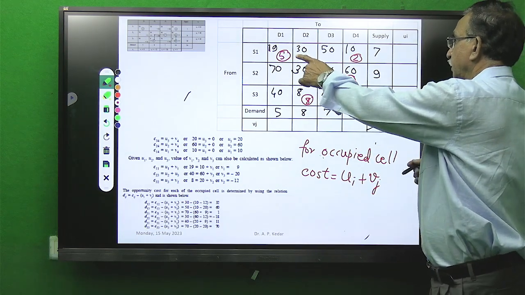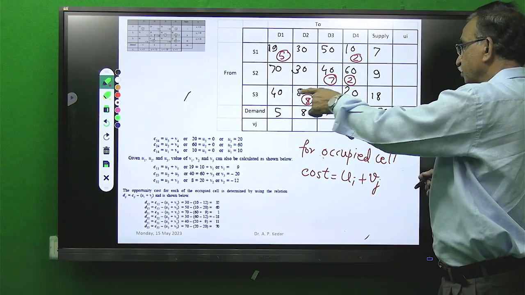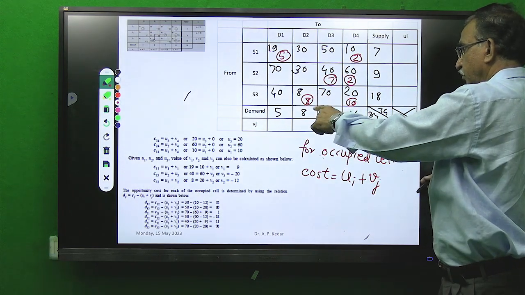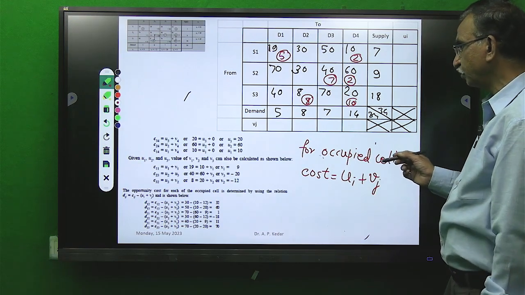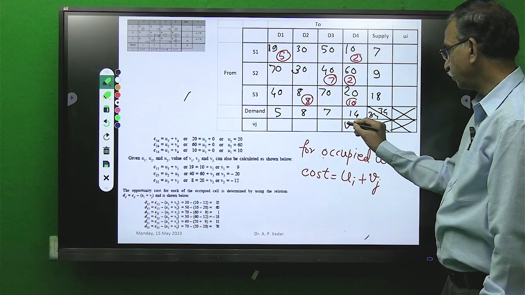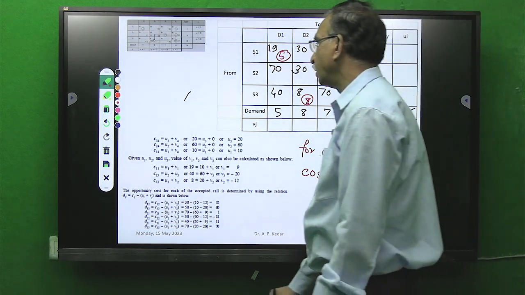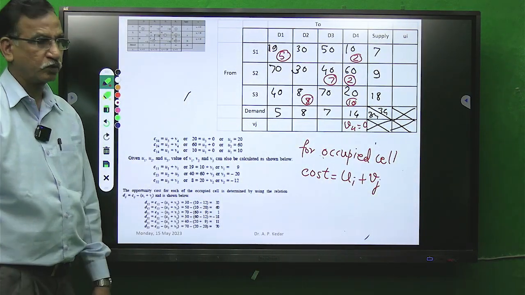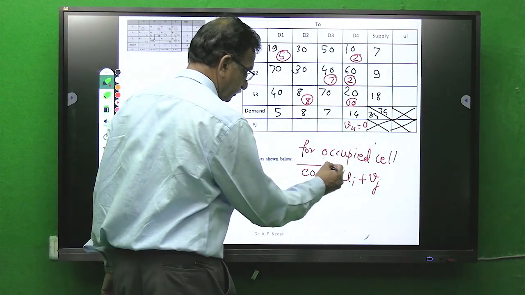Now see here, there are 2 allocations for this row, here 2 allocations for this row, here 2 allocations for this row, for this column 1, for this column 1, but for this column 3 allocations. So what we will do, we will take this particular value of v4 equal to 0. Is it very clear? v4 equal to 0. And now apply this logic.